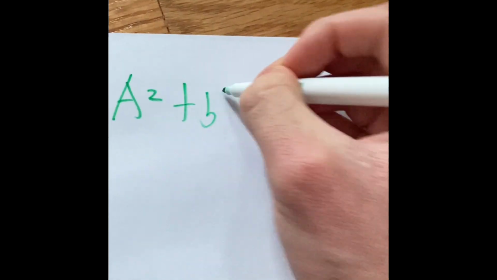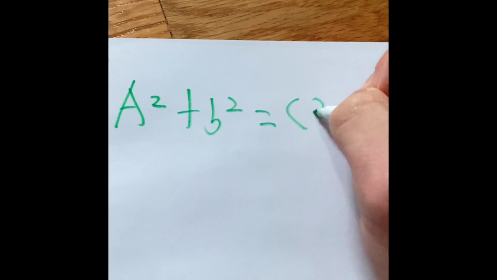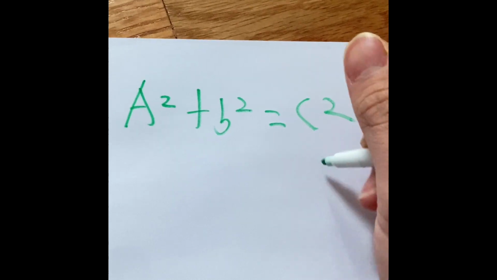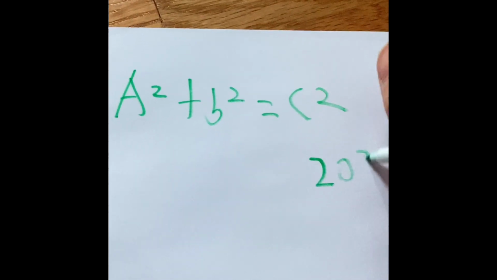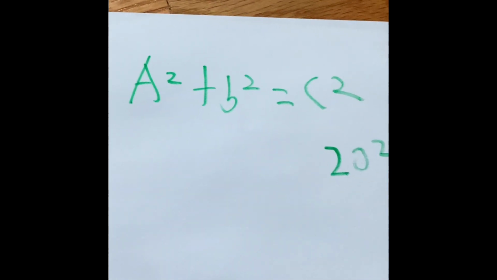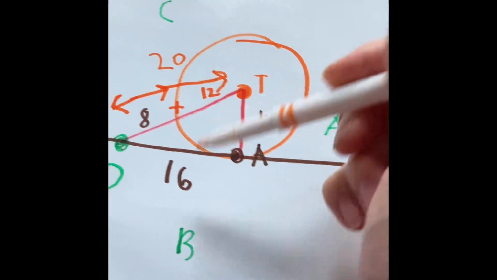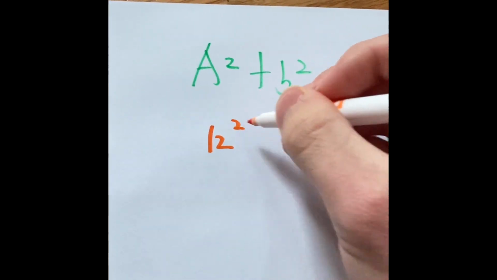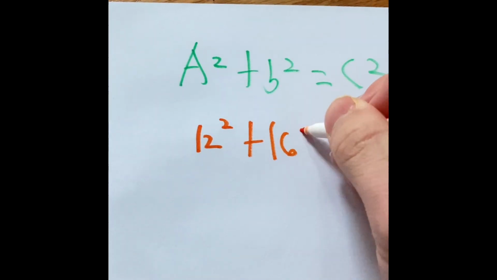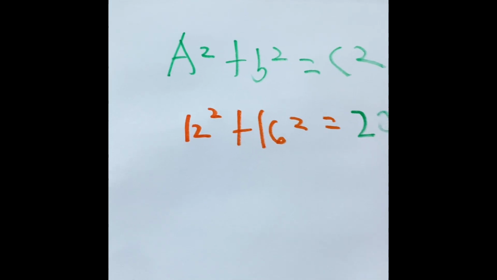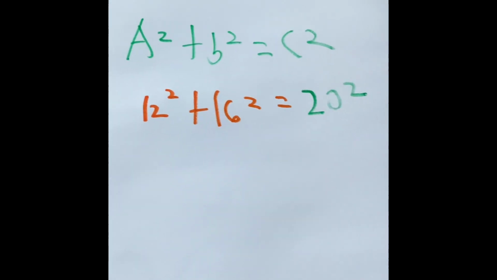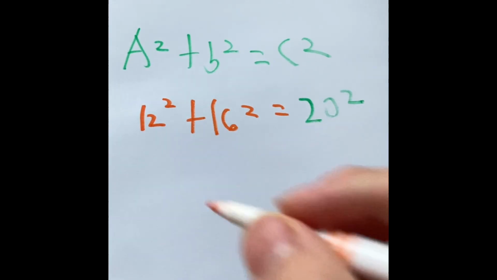So we have A squared plus B squared equals C squared. So our hypotenuse was 20 squared. And for A and B, we're going to have for A 12 squared and B 16 squared. So 12 squared plus 16 squared equals 20 squared. Is that true? Well, let's see what happens.